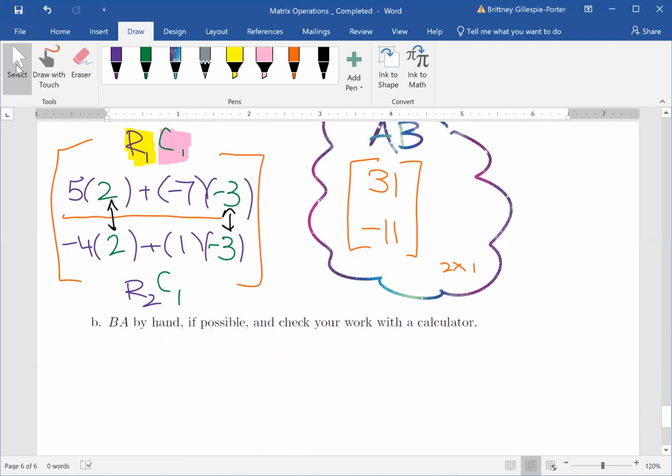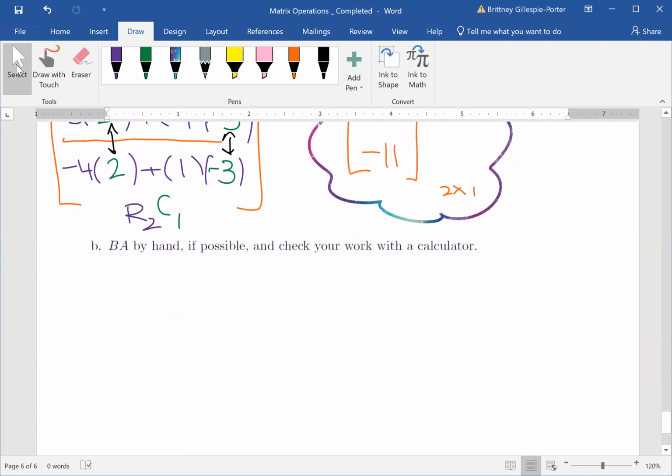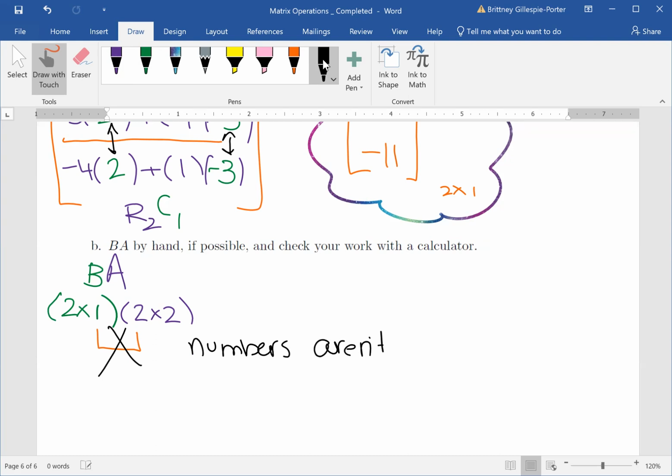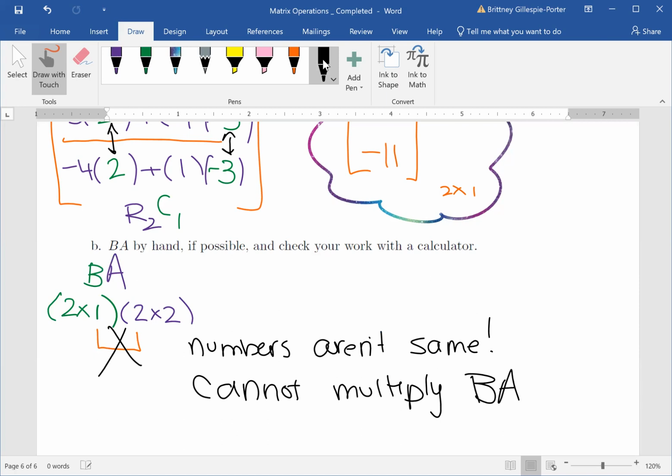Okay. Next, they ask us to find BA. So remember that for BA, let's check our order, our size. B was a 2 by 1. A was our friend, the 2 by 2. Everybody loves a 2 by 2. But inside, the numbers aren't the same, so it won't work. When the numbers aren't the same, cannot multiply in that order. So we cannot multiply B times A.